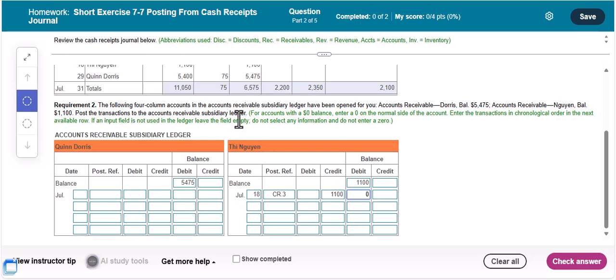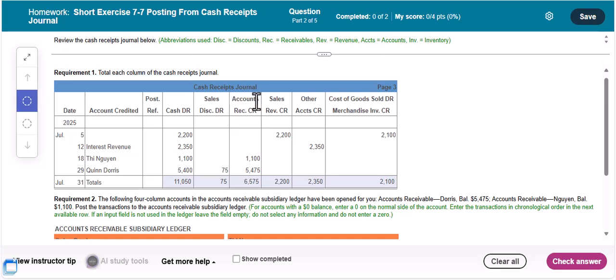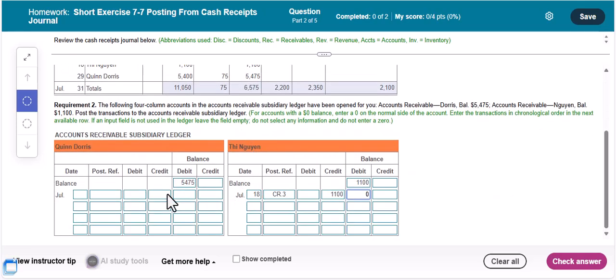All right, then we go down the list. We have July 29th for Quinn Doris, and actually we do have to scroll back up just to make sure we have the accounts receivable transaction here. We have that for $54.75. So July 29th, the posting reference was that same page of the cash receipts journal, page 3, and a credit of $54.75 to pay off that AR balance for Doris.